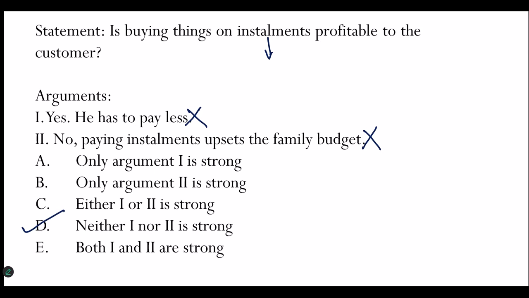While buying itself, they don't hide, right? When buying any item, they'll mention this is your monthly installment amount. It won't upset. Both are wrong here. While paying installments, your amount will not be less. That's clear. Second thing, paying installment will upset the family budget is wrong. Wrong.